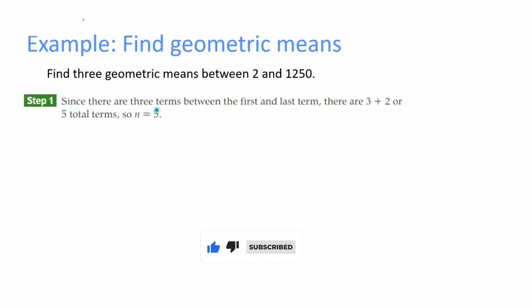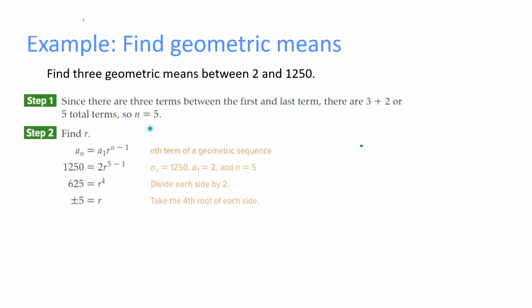Since there are 3 terms between the first and last term, there are 3 plus 2 or 5 total terms. So n equals 5. Next, we want to find the value of r. We use the formula for the nth term of a geometric sequence to find the value of r. We know an, which is 1250.